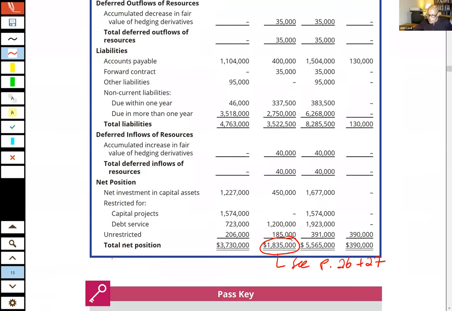Now, trying to do that with the governmental funds is going to be a little more interesting. Okay, so here's my governmental activities column. See that? That's showing me the net position of my governmental activities. And what I want you to write here is C page, and this time you're going to go to C page 23 and 24. See page 23 and 24.